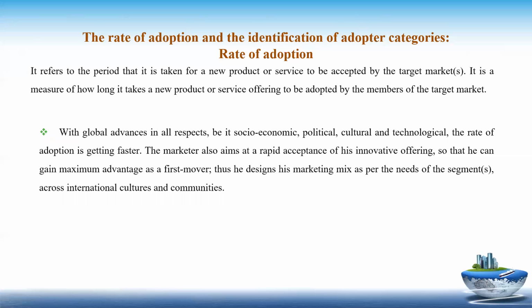So we have seen that with the political, economic, cultural, and technological changes, the rate of adoption is becoming faster because people are quickly getting aware about the product through various technological and social media platforms available. The marketers are also using those social media platforms to make consumers aware about their offering. The marketer also aims at rapid acceptance of his offering, so that he can get maximum advantage as a first mover, as he designs his marketing mix as per the needs of the market segment across international cultures and communities.